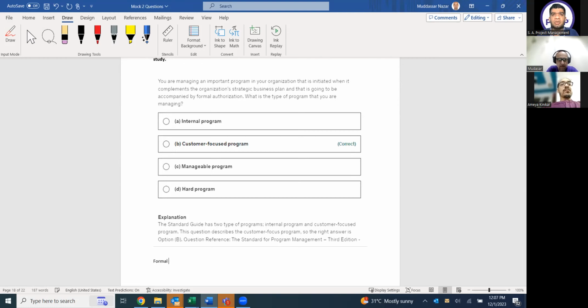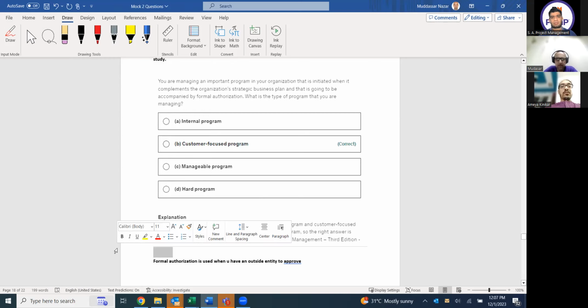Formal authorization will be used when you have the outsider program. Means when you need something from the customer, then you will formally authorize the program. Internally within your program, if he wanted the answer to be internal program, he will say that no strict guidelines or compliance is required. You can just authorize the program and do within your organization. That is your internal program. But if it is a formal something, formal means customer focused or third parties are involved in that. Noted, sir. Only this is the meaning. Okay.